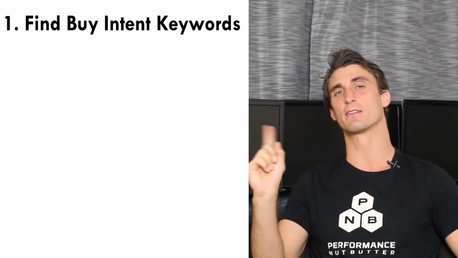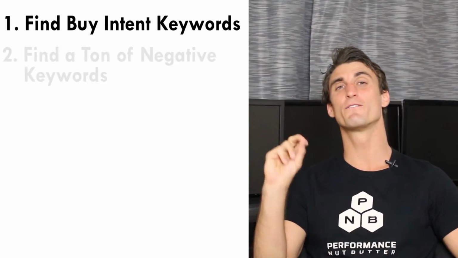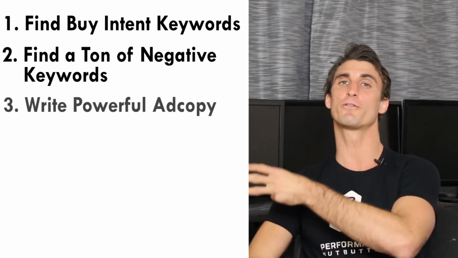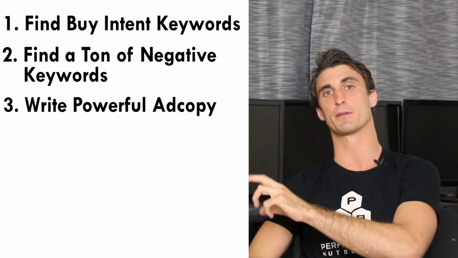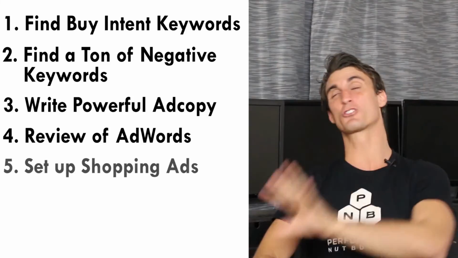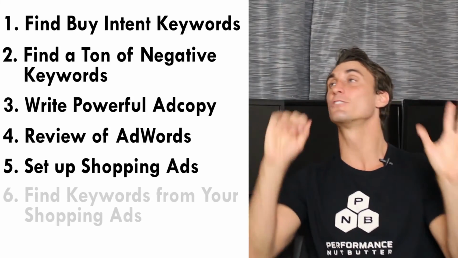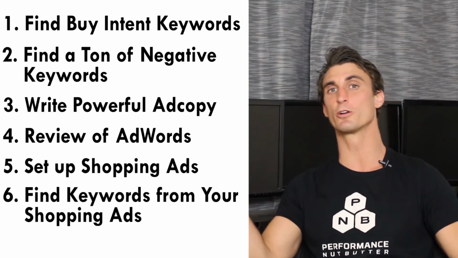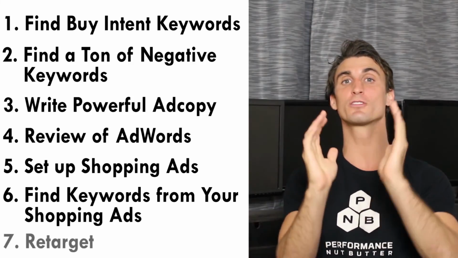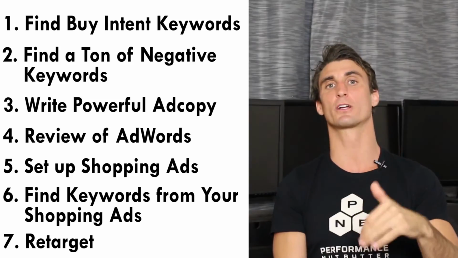So that is secret number 7, and I'll just quickly go over all 7 of the secrets. Secret number 1, find buy intent keywords. Secret number 2, find a ton of negative keywords. Secret number 3, write powerful ad copy. Number 4, review your AdWords. Number 5 is set up shopping ads. Number 6 is use those shopping ads to find keywords to set up text ads. And finally, number 7 is use display ads to retarget your customers.